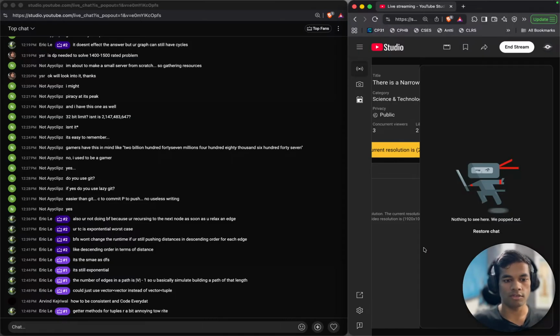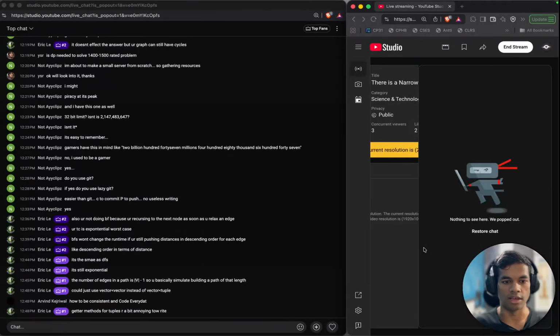That does make sense. How to be consistent and code every day? Just be consistent and code every day. Every day, there is no how. Getter methods for tuples are a bit annoying to write. Yes, they are.